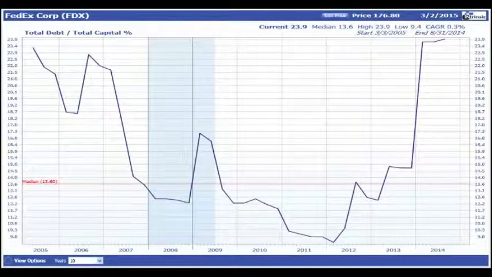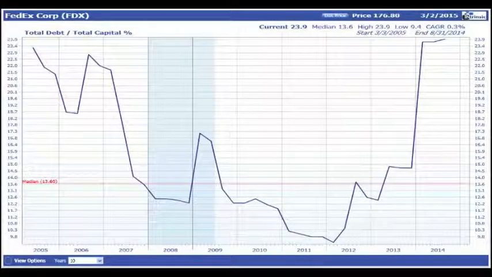Total debt to total capital ratio compares total debt to total capital from the latest balance sheet. Total debt includes both long-term and short-term obligations. Total capital includes total debt, total equity, and minority interest. Lower is typically better as it implies that the company has less of a debt burden.